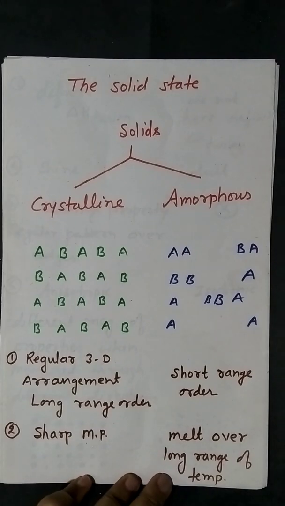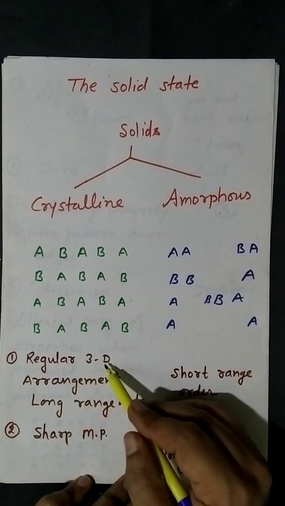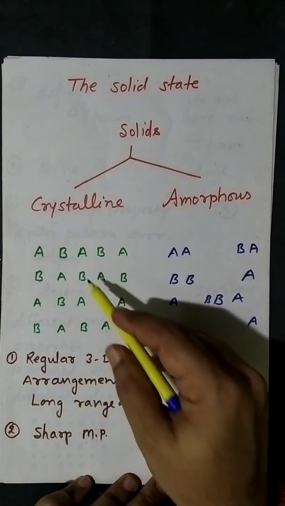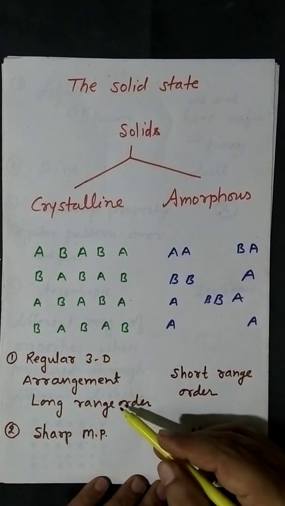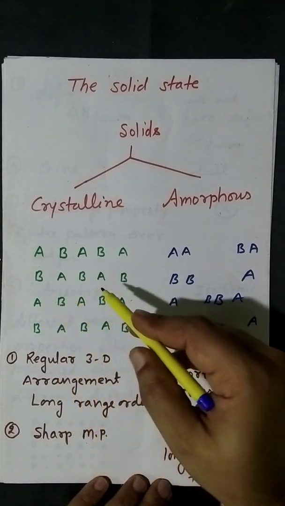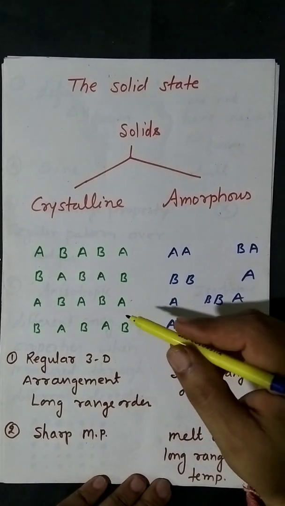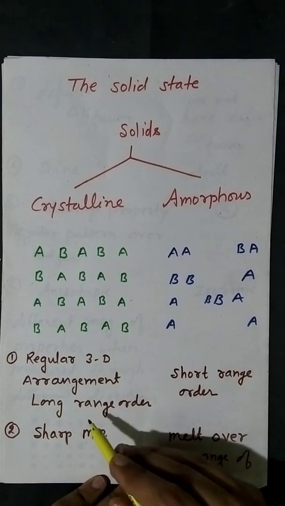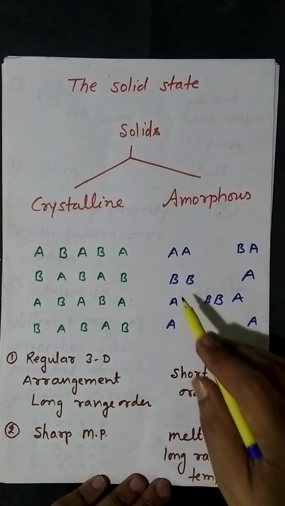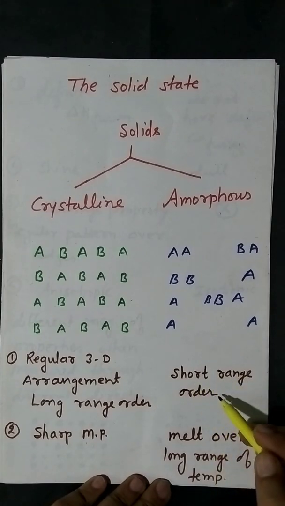So the first question for us: what are the differences between crystalline and amorphous solid? The first difference is that a crystalline solid has a regular three-dimensional arrangement, as you can see here, and this is also known as long range order. Long range order means it is not applicable for just 5, 6, 7, 8 rows or columns. It is applicable for billions of particles, and therefore it is considered long range order. Here this is an irregular random arrangement. You can say it has short range order.